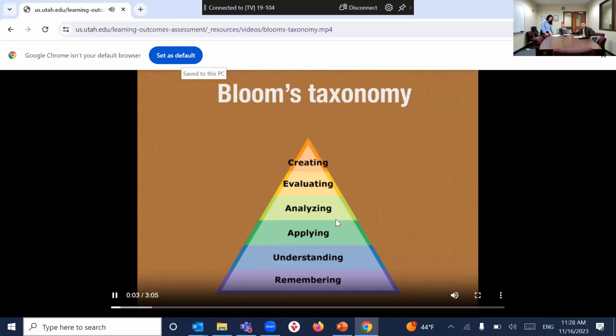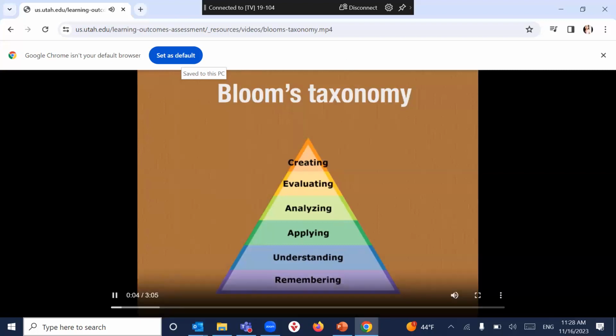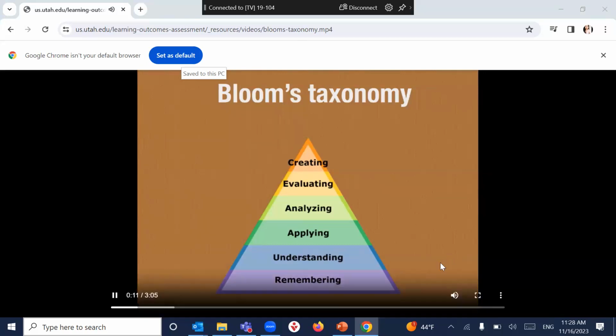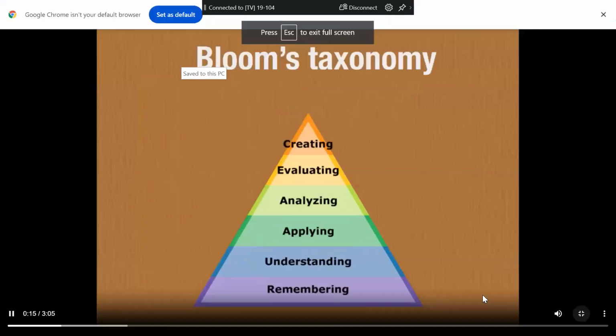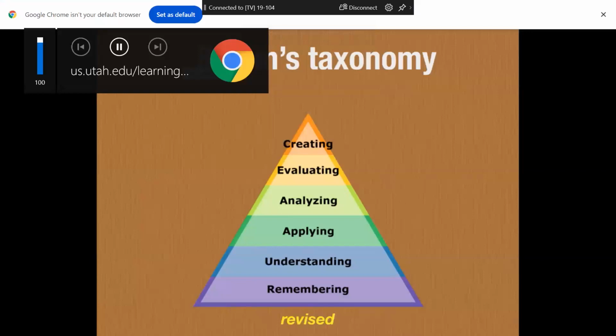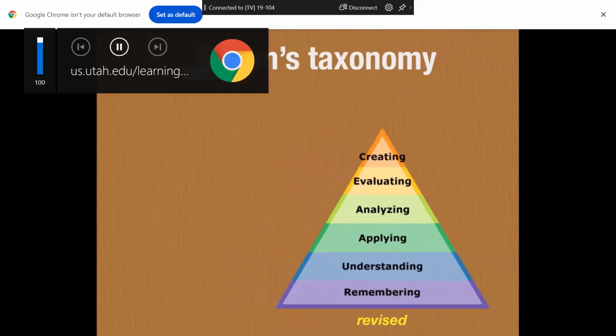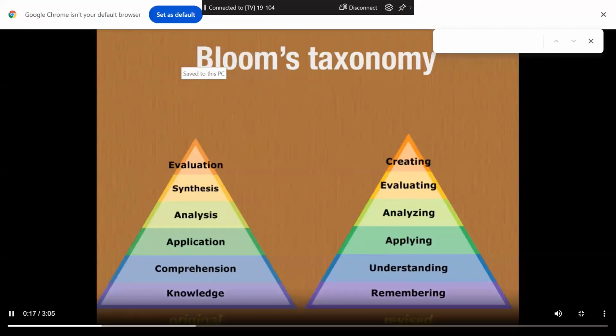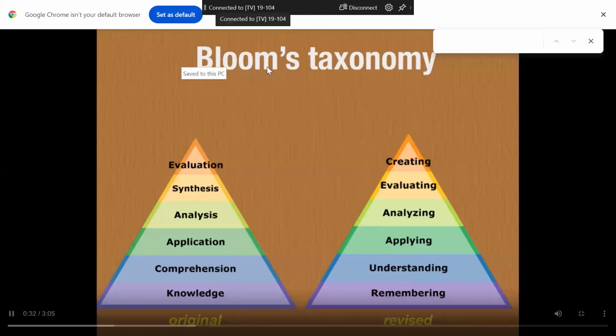Bloom's taxonomy is a learning taxonomy, and taxonomies are designed to describe these multiple levels of learning. There are many of them out there, but Bloom's is by far the most utilized. What you see here is actually Bloom's revised taxonomy. The original was developed by Benjamin Bloom in the 1950s. It was then revised in 2001 by one of his students, Lauren Anderson.